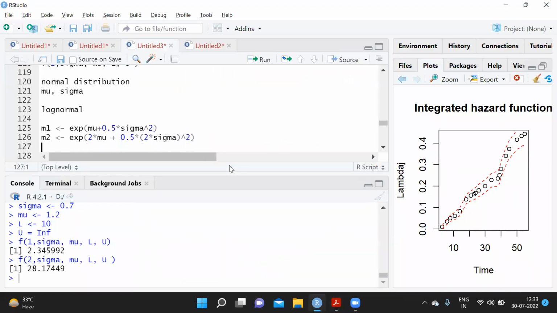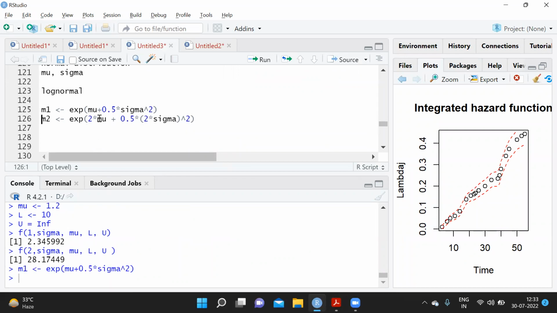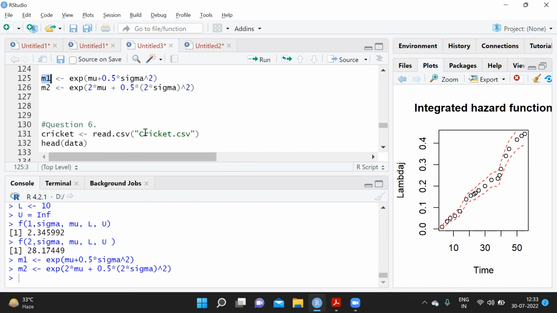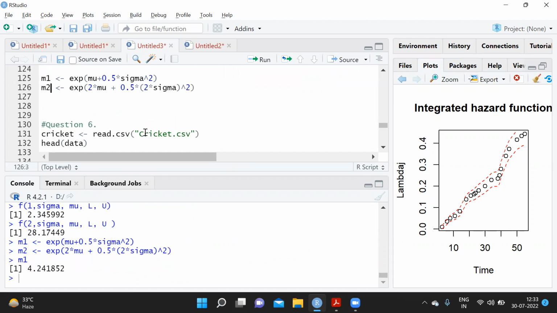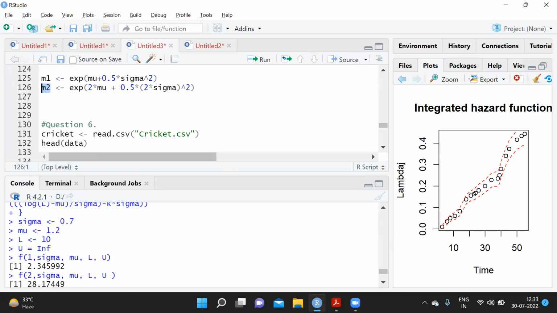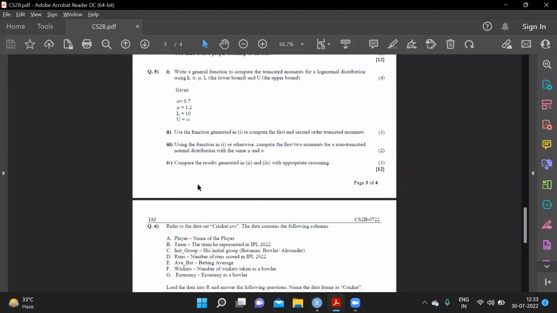So for log normal distribution, the values are e to the power mu plus 0.5 sigma square, and e to the power 2 into mu plus 0.5 into 2 into sigma whole square. This can again be found in the table. So M1 is 4.24 and M2 is 29.37.